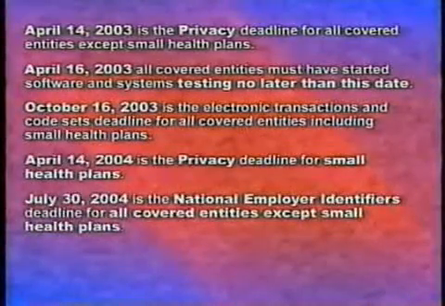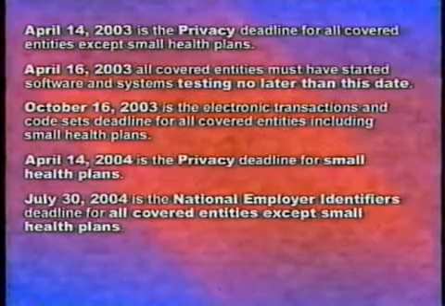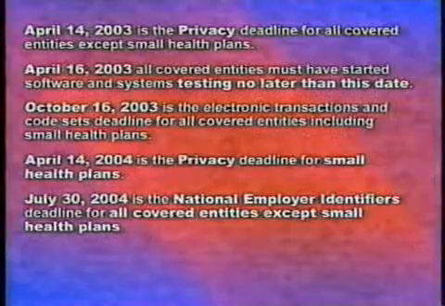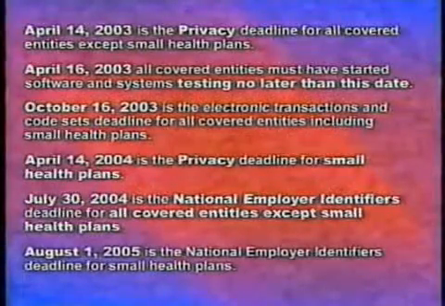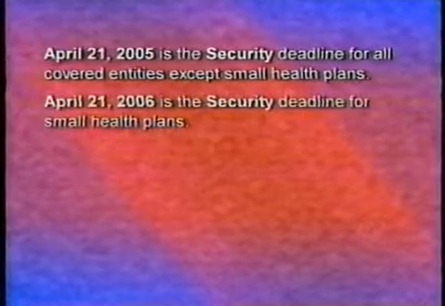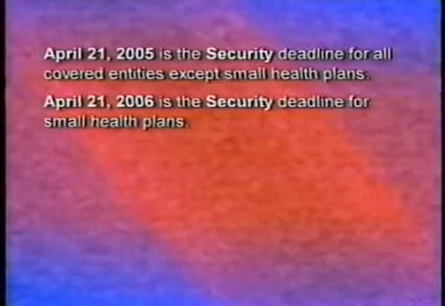The compliance date for national employer identifiers is July 30, 2004 for all covered entities except small health plans. Small health plans have until August 1, 2005 to comply. The compliance date for security is April 21, 2005 for all covered entities except small health plans. Small health plans have until April 21, 2006 to comply.